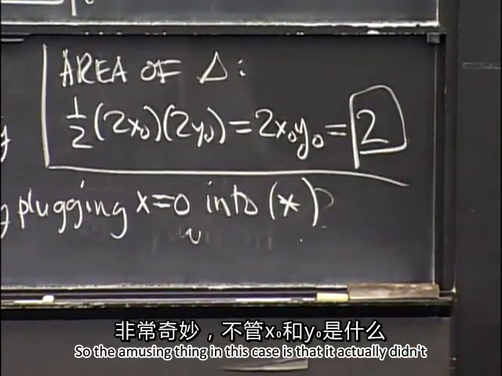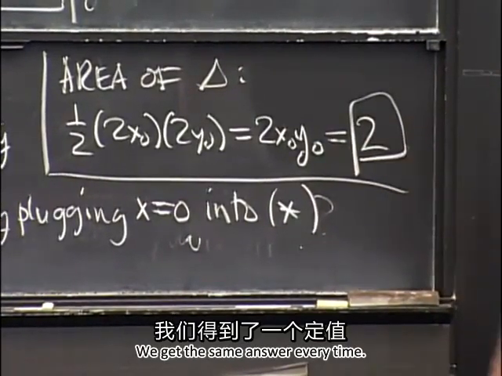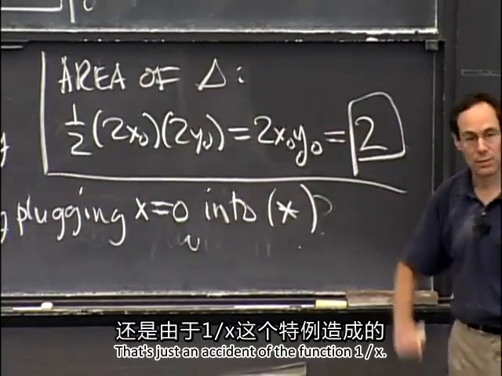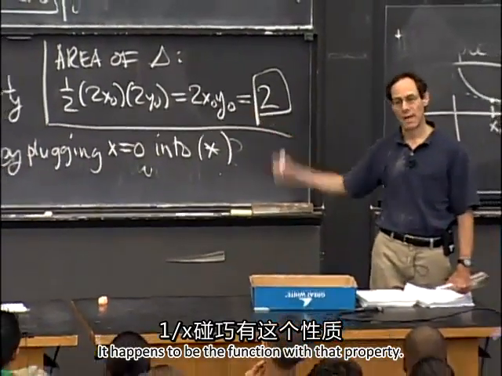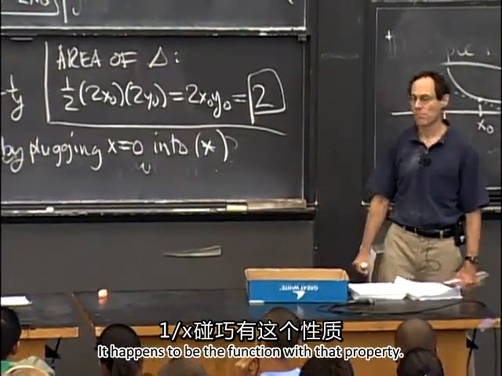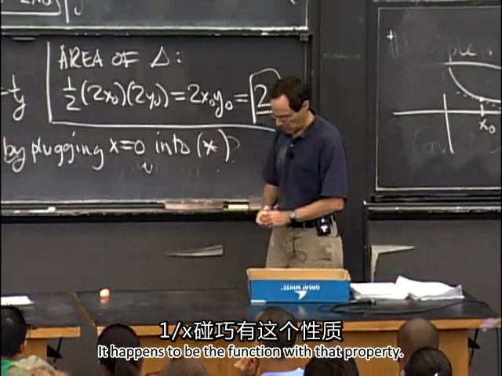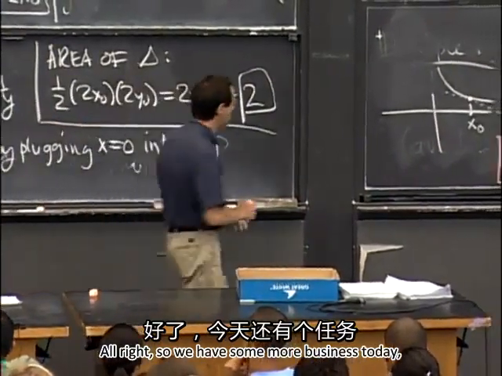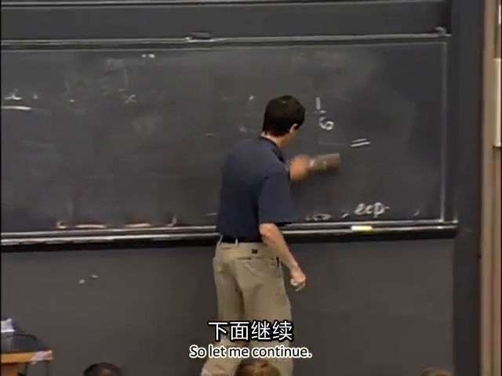So the amusing thing in this case is it actually didn't matter what x0 and y0 are. We get the same answer every time. And that's just an accident of the function 1 over x. It happens to be the function with that property. All right. So we still have more business today, some serious business. So let me continue.